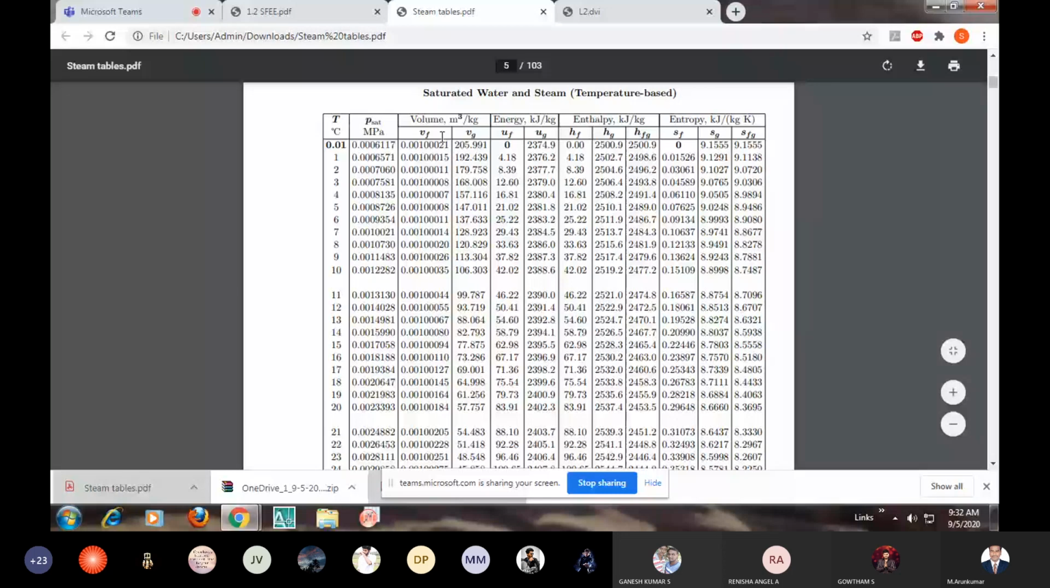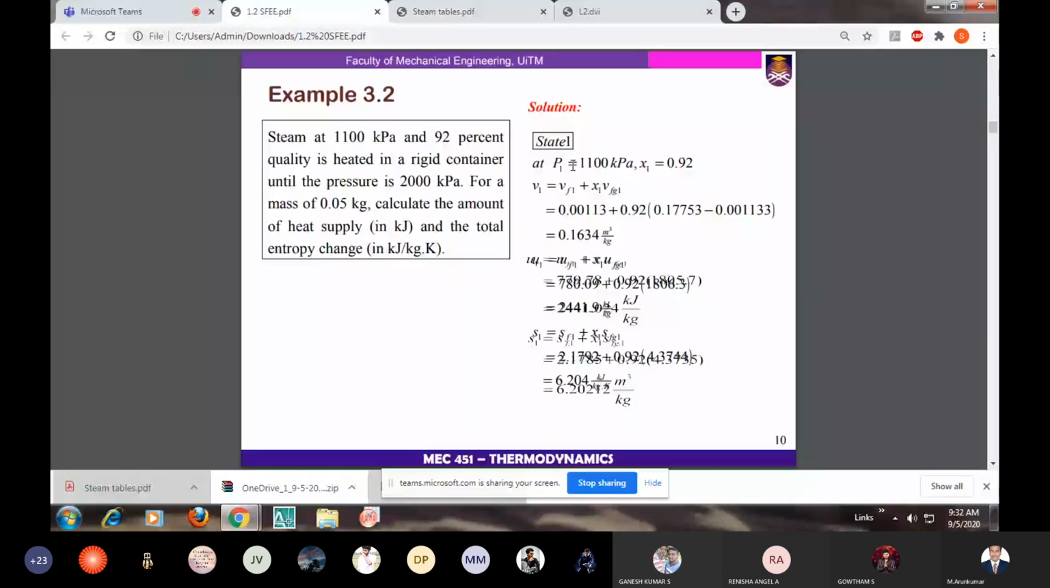So just go through the table and go through how to interpolate the tables. We don't have the values at pressure 1100 in the table, so we need to interpolate. Then we can get these values and substitute the exact values in this equation. That is, specific volume 1 is equal to Vf1 plus X1 into Vfg1. X1 we know, the value is 0.92. Then we can find the specific volume at state 1.